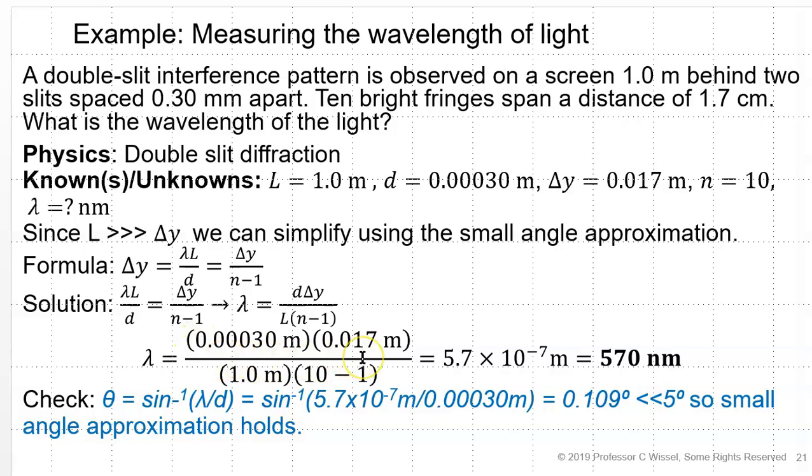making sure at this point we're still in the proper units. We haven't accidentally grabbed the wrong thing. Here's our delta y. And of course, everything's in meters, so you'll be okay. It ends up being 5.7 times 10 to minus 7 meters, or 570 nanometers.